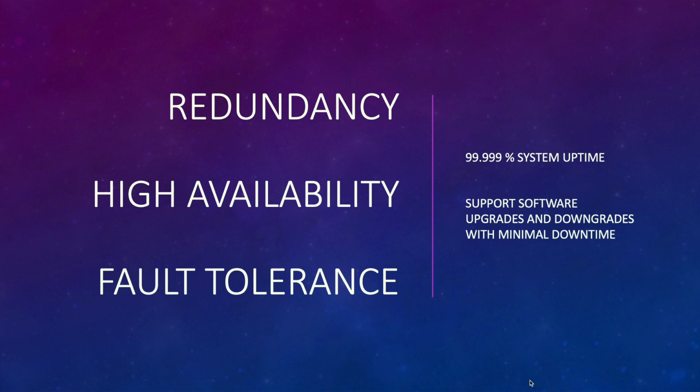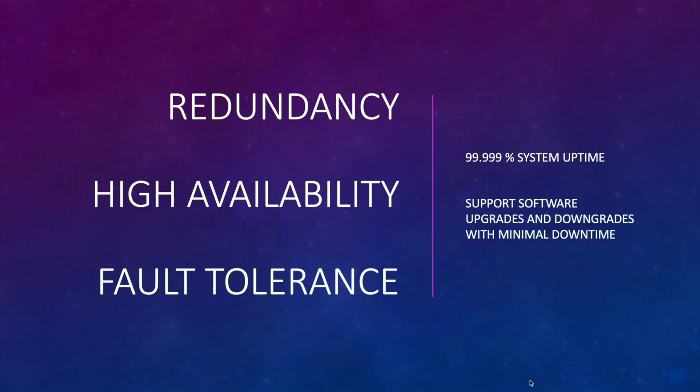In this video, we will look at high availability and fault tolerance, and see how critical systems are able to achieve 5 nines, or in other words, systems are able to remain up 99.999% of the time. We will also look at how systems upgrade or downgrade their software while still remaining up and running.